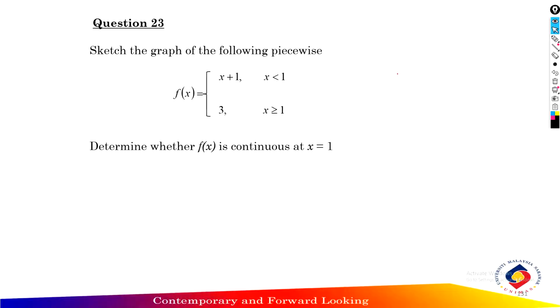Okay, question 23. Sketch the graph of the piecewise function f(x) equals x plus 1 and f(x) equals 3. Okay, and first method using the graphical method.